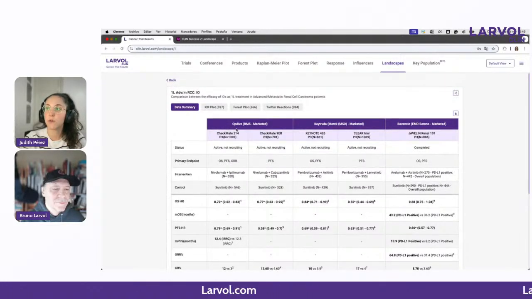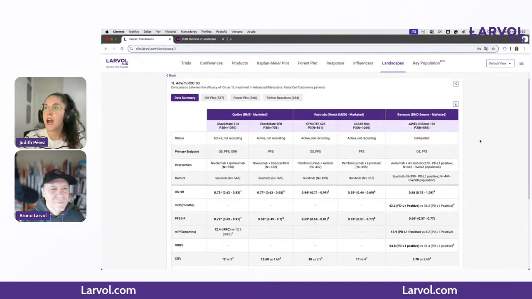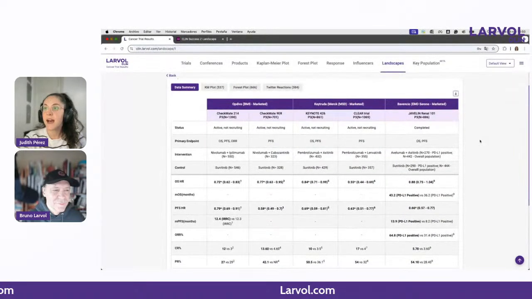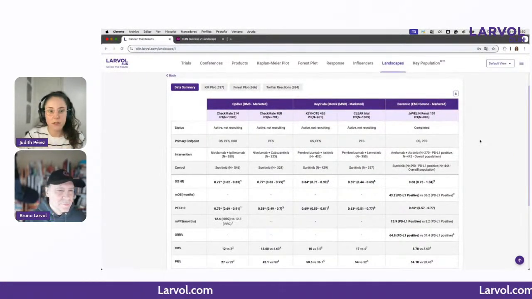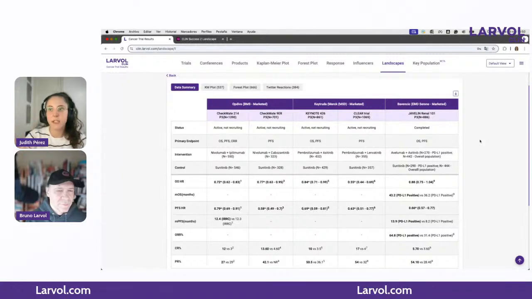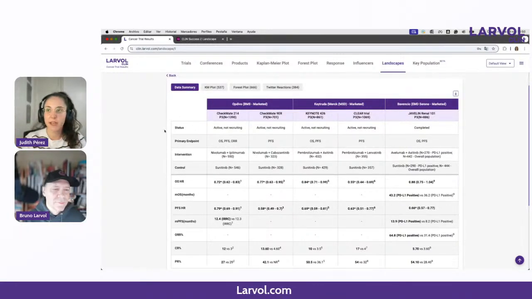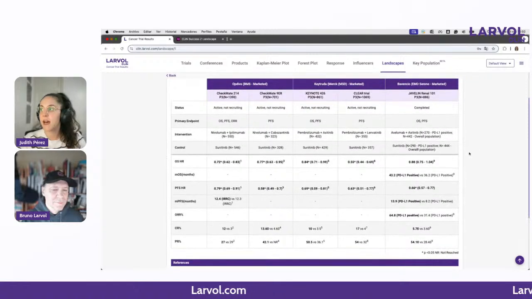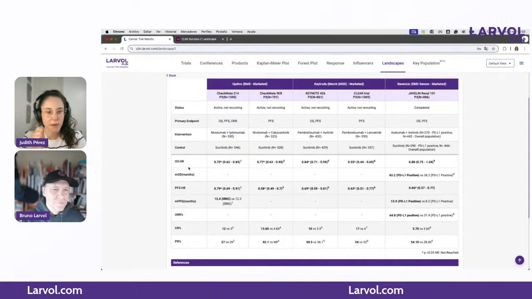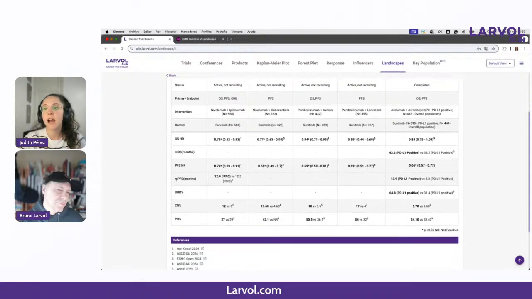So in this case, we have Opdivo, Keytruda, and Bavencio. In the data summary, we will have a first view of that comparison across the different trials that evaluate these drugs: a first summary of the status, the primary endpoint, intervention, and control for those trials. And right below, we have the outcomes for these trials that we are going to be comparing in terms of OS, PFS, always thinking about which is the primary endpoint, so which would be the key outcomes of interest, along with other survival rates.